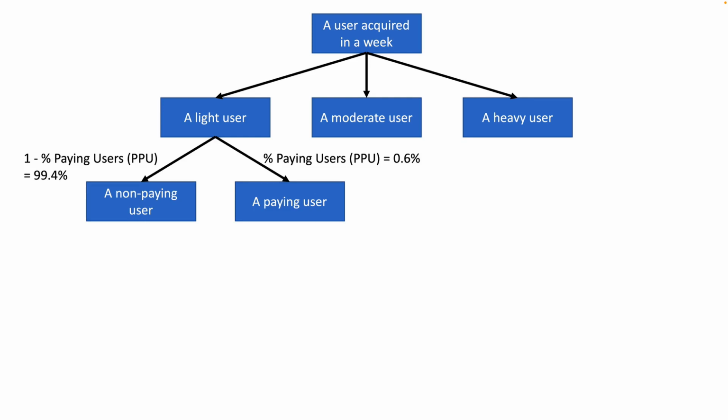And a light user acquired in a week can be a non-paying user or a paying user. In the article, the percent paying users is given as 0.6%. It means that with a probability of 0.6%, this light user acquired in a week would be a paying user. And if this user is a non-paying user, we don't need to think about this user, because a non-paying user does not make any revenue. So the expected revenue from this type of user is 0.